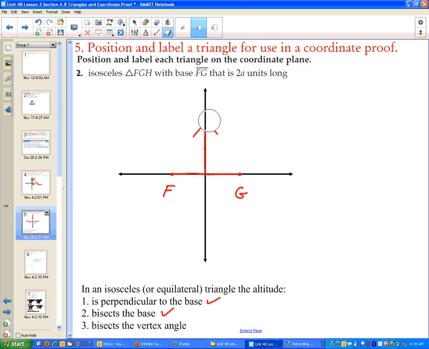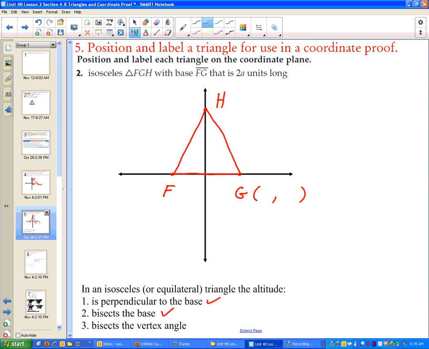So, I have options as to how far up the y-axis I want to put H, but H has to be on the y-axis. Does that make sense to you? So I'm going to put H right there, just because I chose. Then draw in the legs. All right, so we've positioned it. Now we need to label it. Let's start with point G.